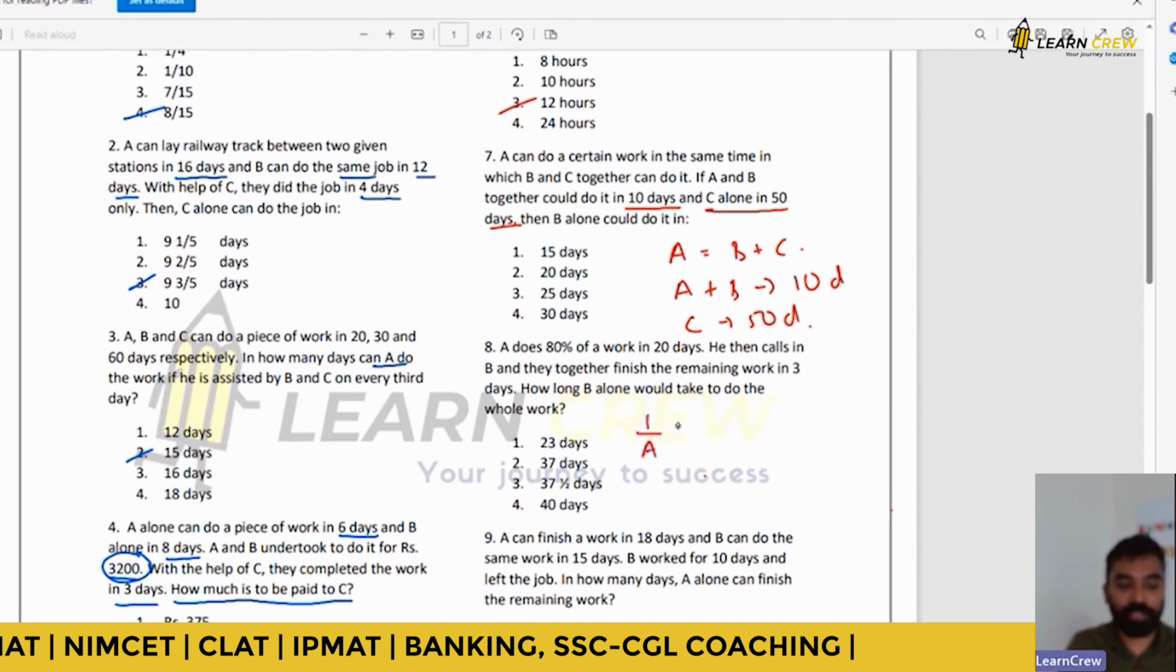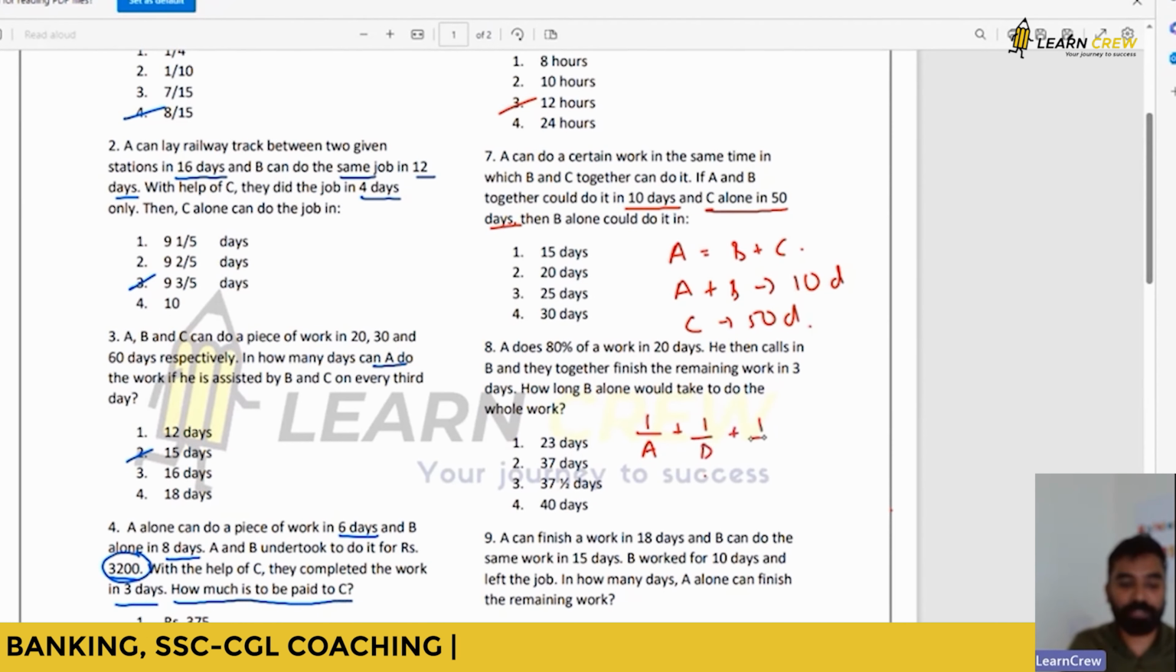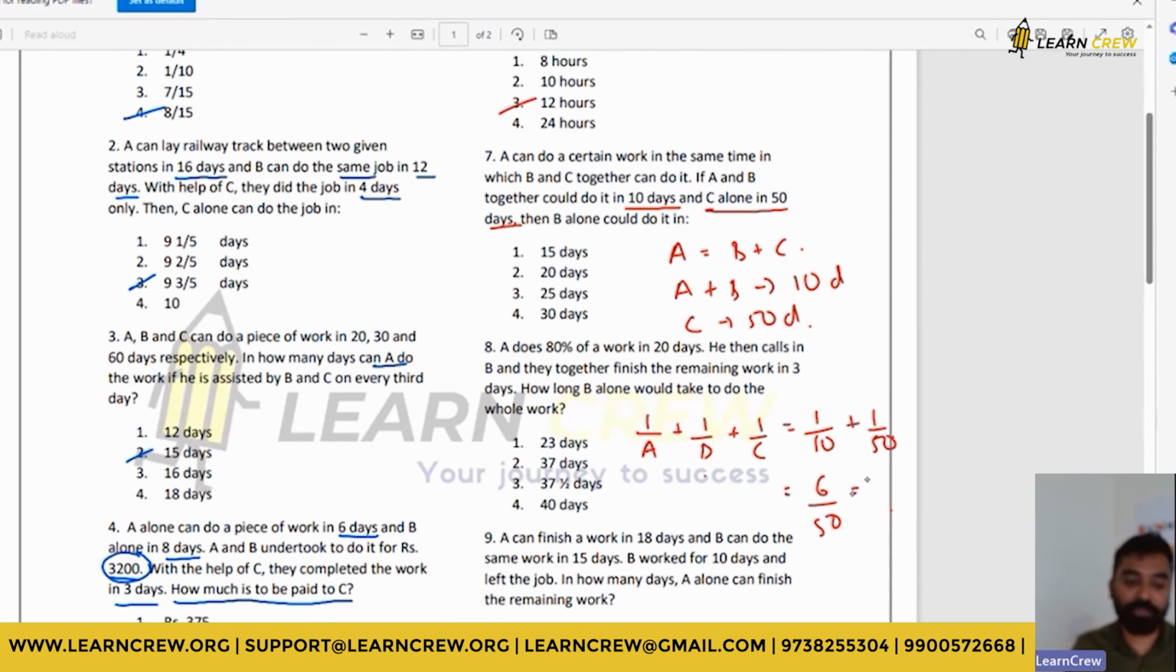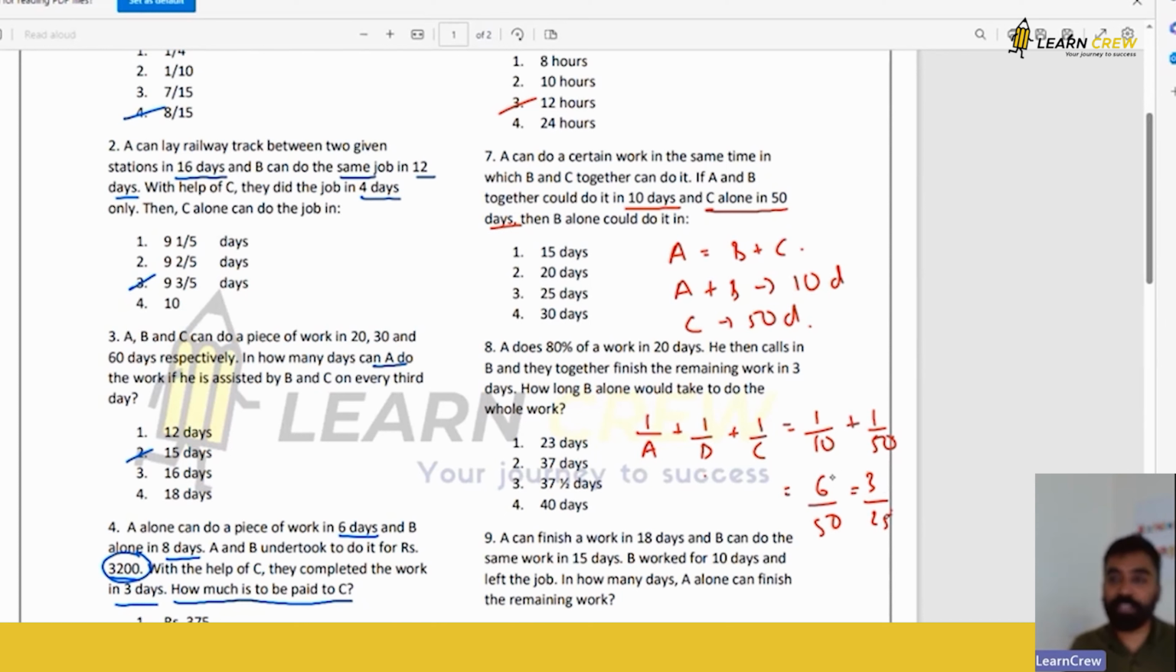It is going to be 1 by A plus 1 by B plus 1 by C, which is equivalent to A plus B, which is nothing but 10 days, and C is nothing but 50. This is going to be 5 plus 1, 6 by 50, or 3 by 25. So 3 by 25 is the total work done by them for 1 day.